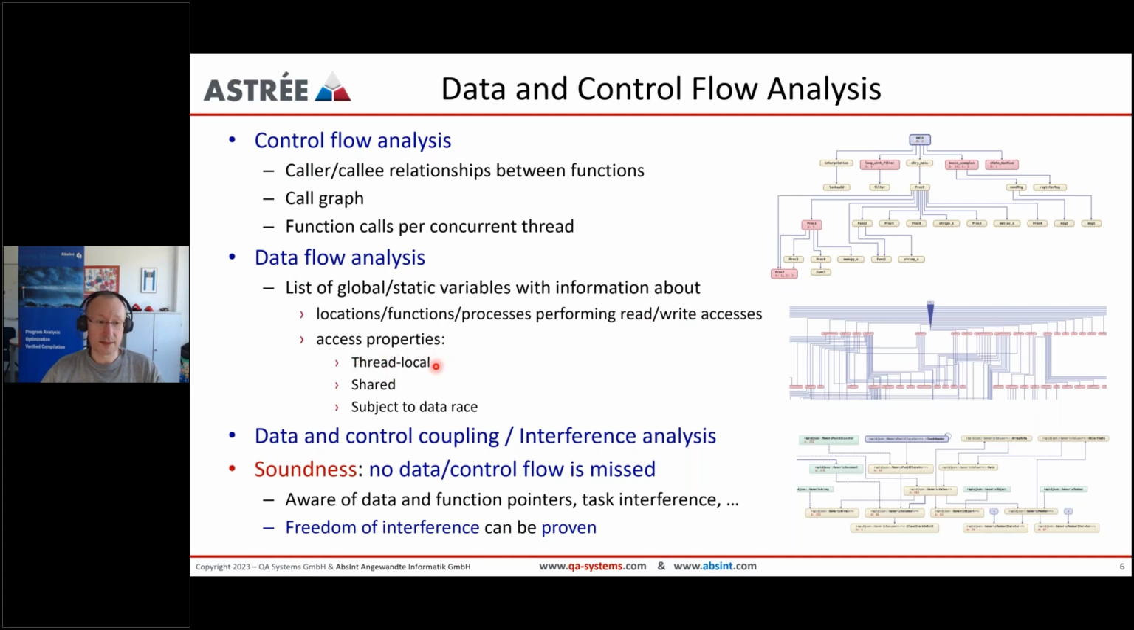Like, is it the thread local access, or is it a shared variable? Is it even subject to a data race? And what's very important is now the soundness aspect. Soundness means that no data and control flow is missed, and you can only have this in a sound analyzer, because only then you can guarantee that you will definitely have seen all possible function pointer values and will definitely take into account all possible values of data pointers. And that means that now with this information, you can also go ahead and reason about the freedom of interference between C functions or between software components, if you have a specification of software components you can put in ASTRE.